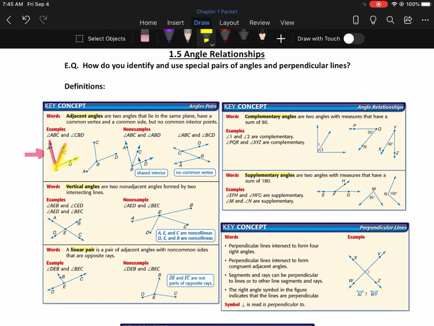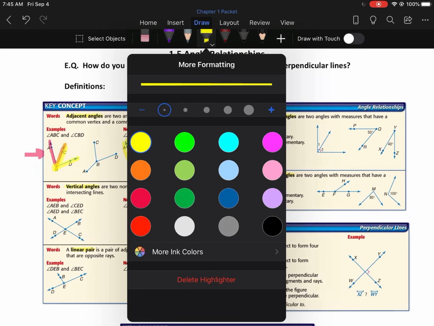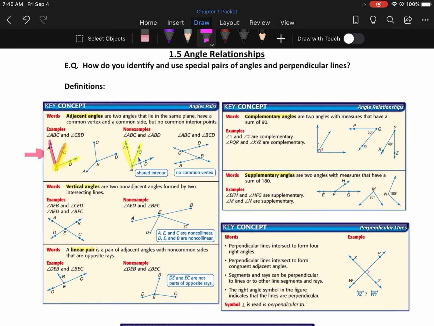Now the non-examples. You're going to look at this first one and say, well, that one looks a lot like the very first one, but let's look at the angles they're referring to. It's saying ABC, so that one's good, but then it's talking about ABD. They both share a common vertex, and they share a common side, but they're supposed to have no interior points. Well, this one does. They have point C as the interior point, so those are not adjacent angles.